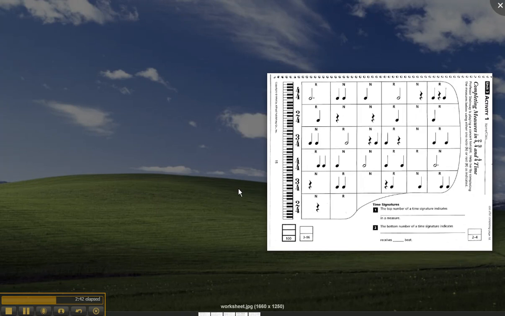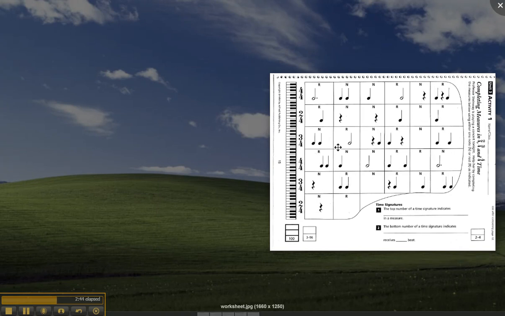Okay, so we're back to our assignment, and on this page, again, remember, use one note only, or rest, depending on if it says R or N, in each box in order to make it the same number of beats that the time signature indicates for the whole row.